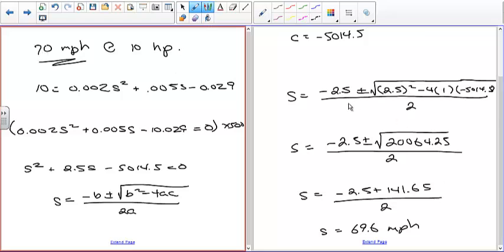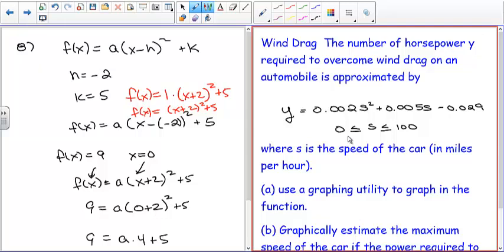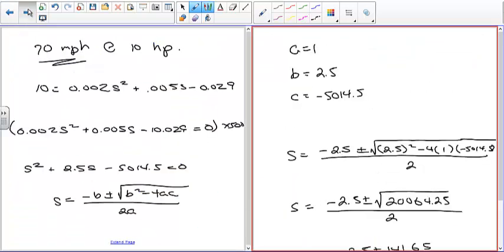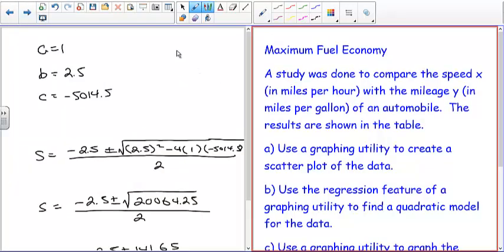One thing, notice here we chose our plus or minus so that the resultant s was in the domain. If you look back at the original equation, s had to be between 0 and 100. The other solution would be a negative, which is not a practical solution.